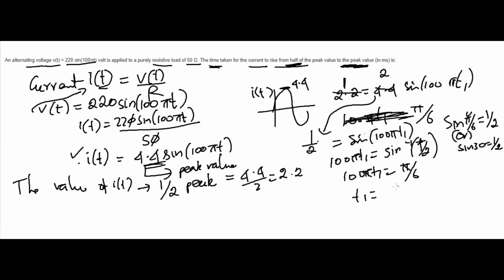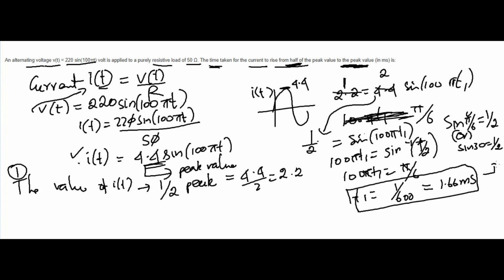So t1 is equal to 1 divided by 600, so I can write simply 1.66 ms. Okay, so t1 is equal to 1.66 ms. Now I'm going to calculate the other one, the top value. So this is the first one.